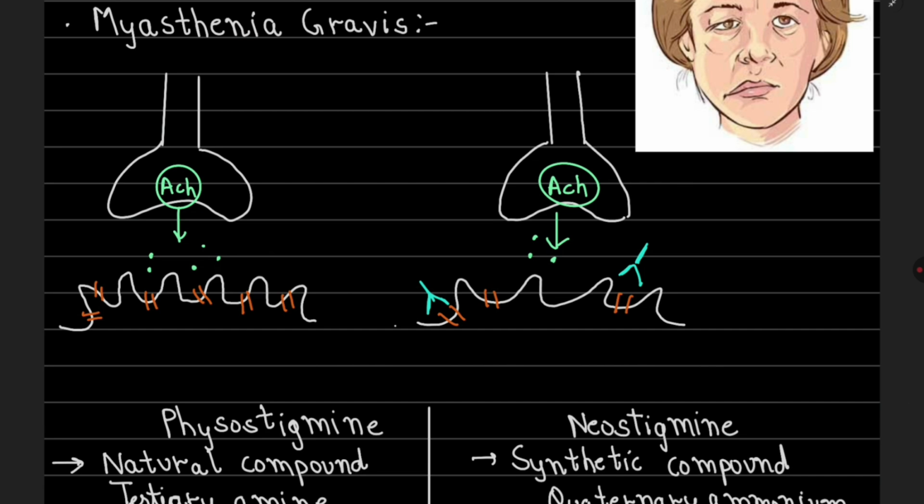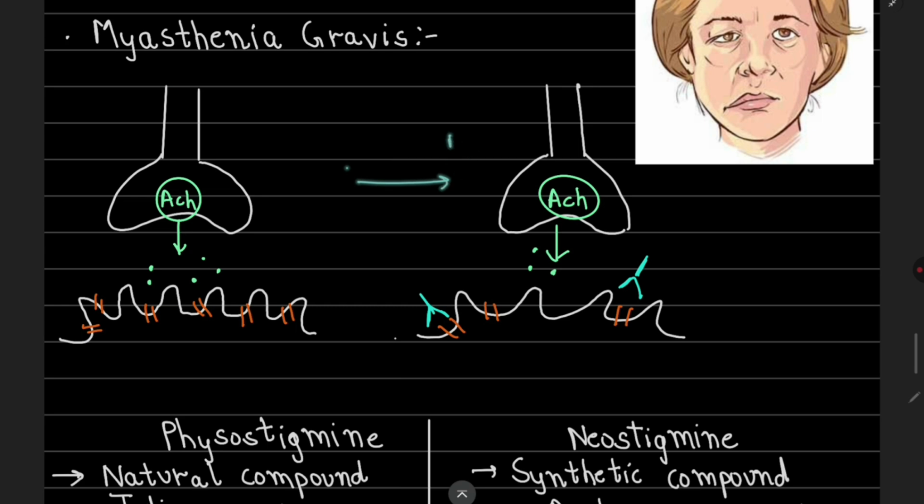But in someone who is suffering from an autoimmune disease like myasthenia gravis, autoantibodies are produced in the body against these receptors, which leads to a severe decrease in their number. So what can we do in such a situation?